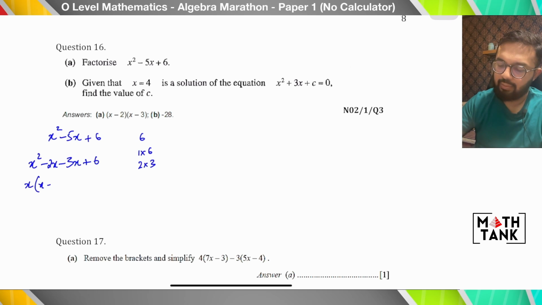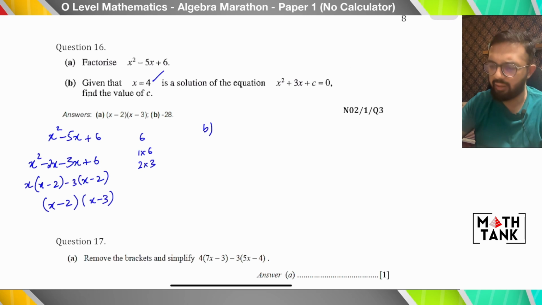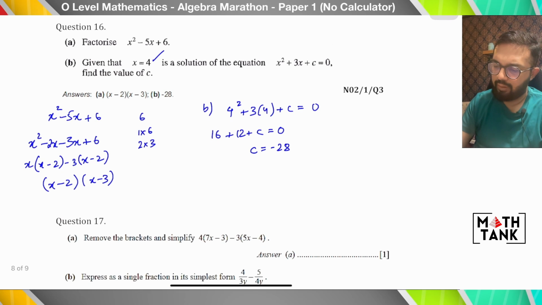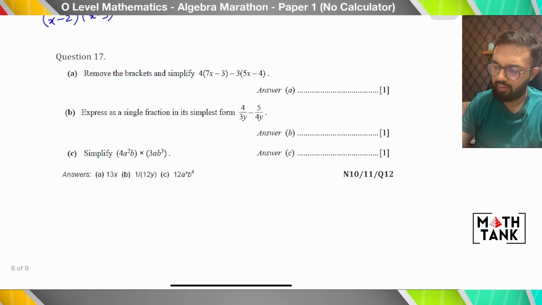So x and then x minus 2, minus 3 and then x minus 2. I factorized by pairing. I have the same bracket, so I can say that this is x minus 2 into x minus 3. Then it says given that x equals 4 is the solution. So I know that whenever I have a solution, I can plug it back in and find whatever is missing. Okay, I think that was simple. Look at the next one.